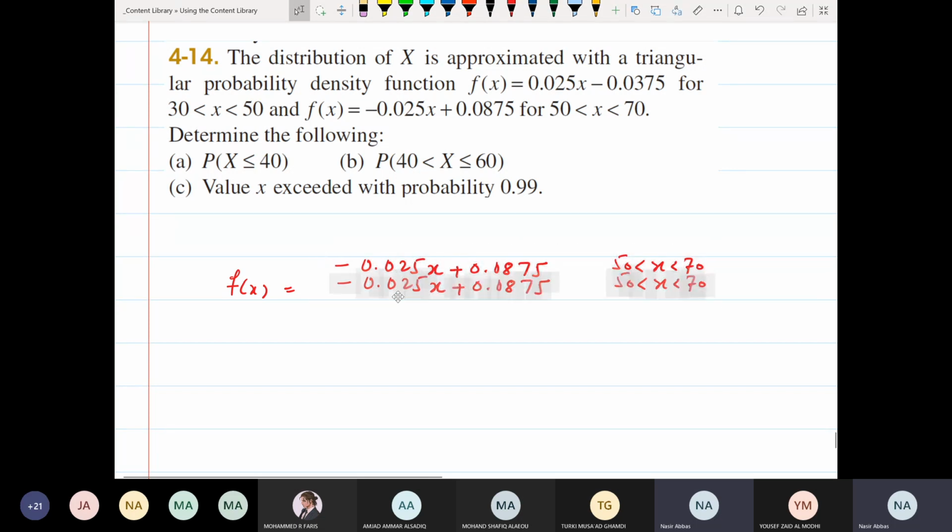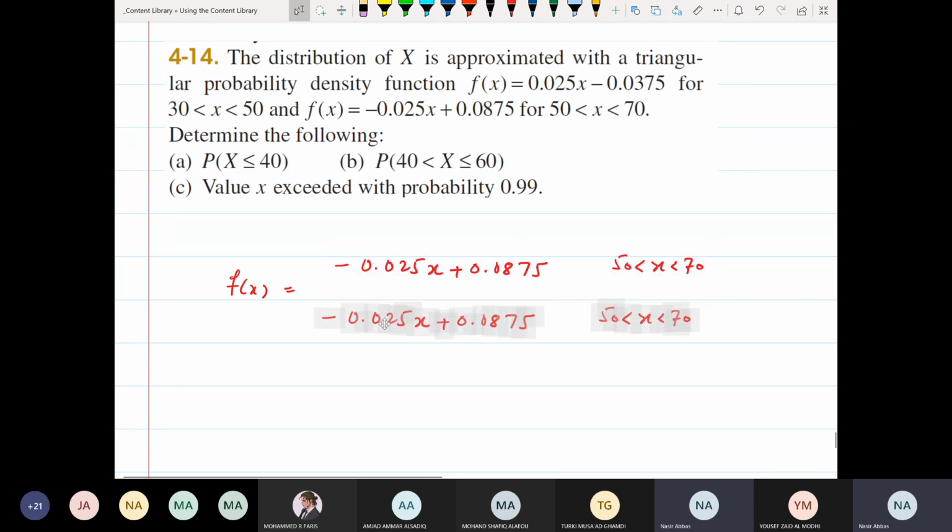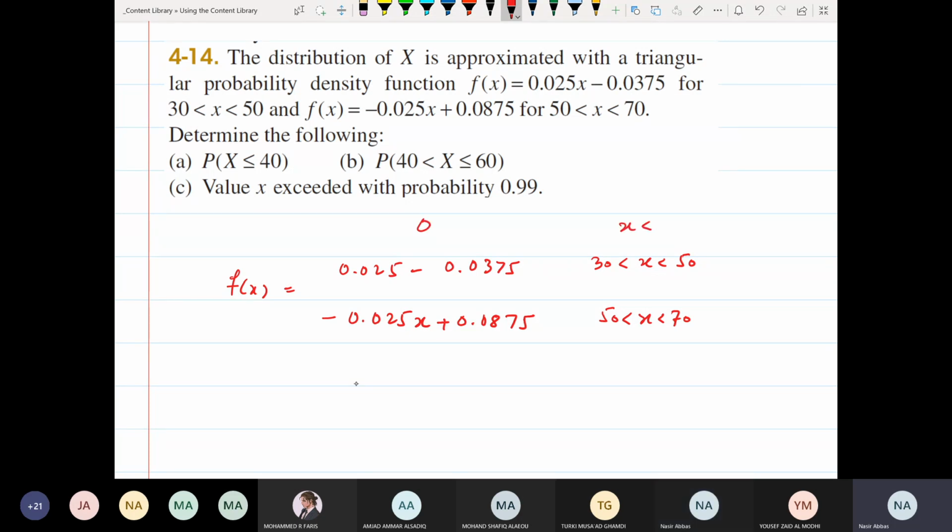Let me pull it down. And when X is between 30 and 50, it is 0.025x minus 0.0375. And outside there is no density. So less than 30, the density is 0, and above 70, the density is also 0. Sometimes you get a question like this, where the domain is kind of split.